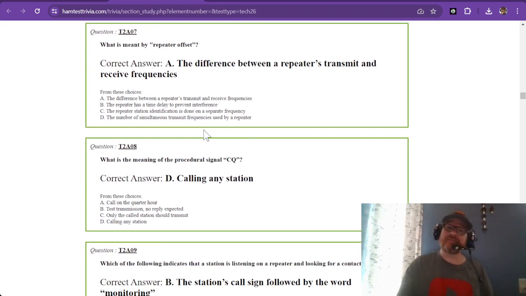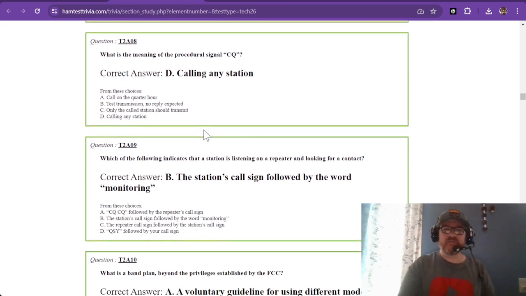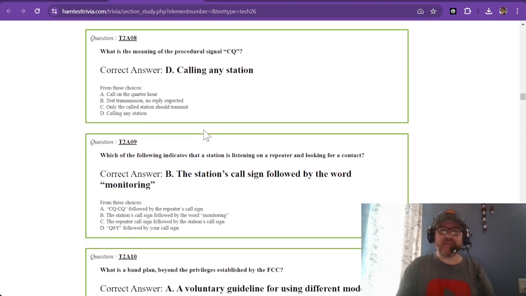I hope that I did a fairly good explanation of explaining this, but this right here is cut and dry. It is the difference between the repeater's transmit and receive frequencies. That is the answer to what is a repeater offset. So we're in Alpha 08.